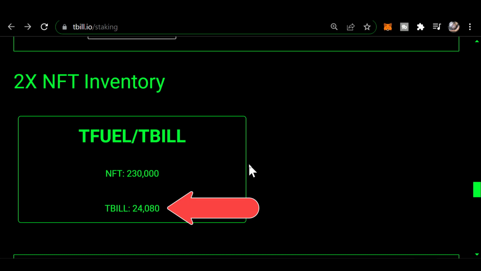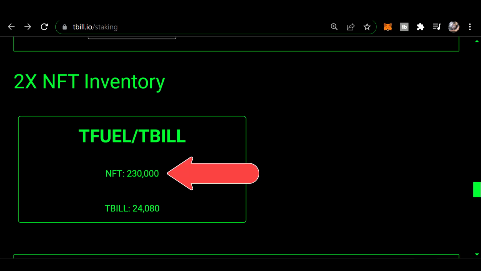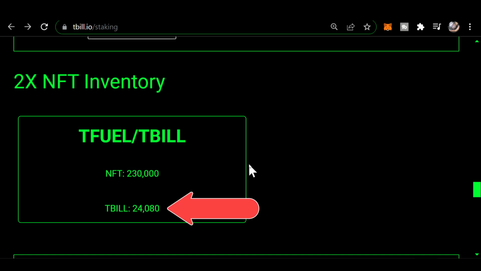As I said, they are stackable, as this shows. The capacity of all of your 2x NFTs are added together to show that I have a total capacity of 230,000. Below that, it's showing that I am currently using 24,080. So I have over 200,000 excess capacity, or growing room, if you will.